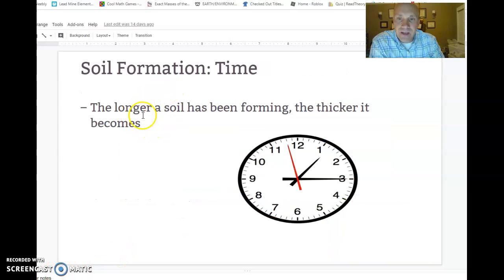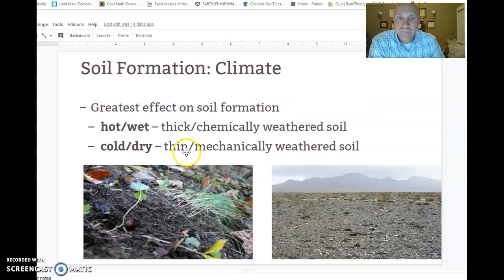Another factor is time. The longer a soil has been forming, the thicker it becomes. With time, the rocks have more time to break up into smaller and smaller fragments, and it also gives more time for organic material to get in the soil, and that's just going to lead to a lot thicker soil. One more factor is climate.